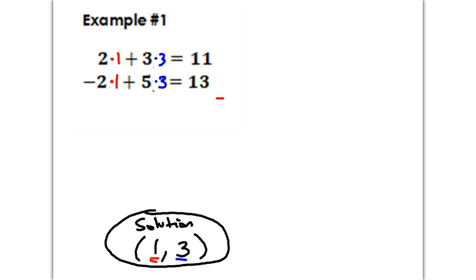And when you do the math here, it should be pretty easy to see. In the top equation, 2 times 1 is 2. 2 plus 3 times 3, which is 9, does give us 11. So that's working. And here we get negative 2 plus 15, and that is equal to 13.